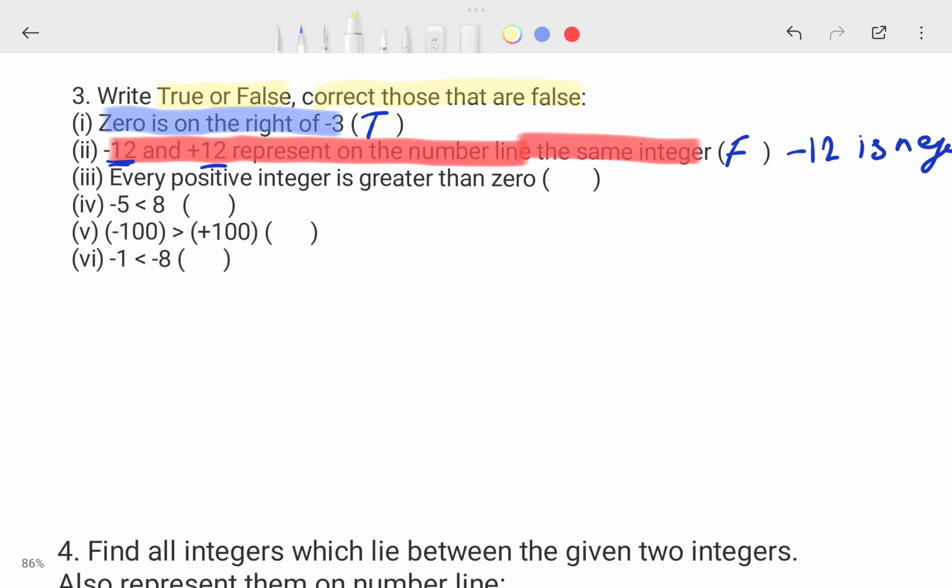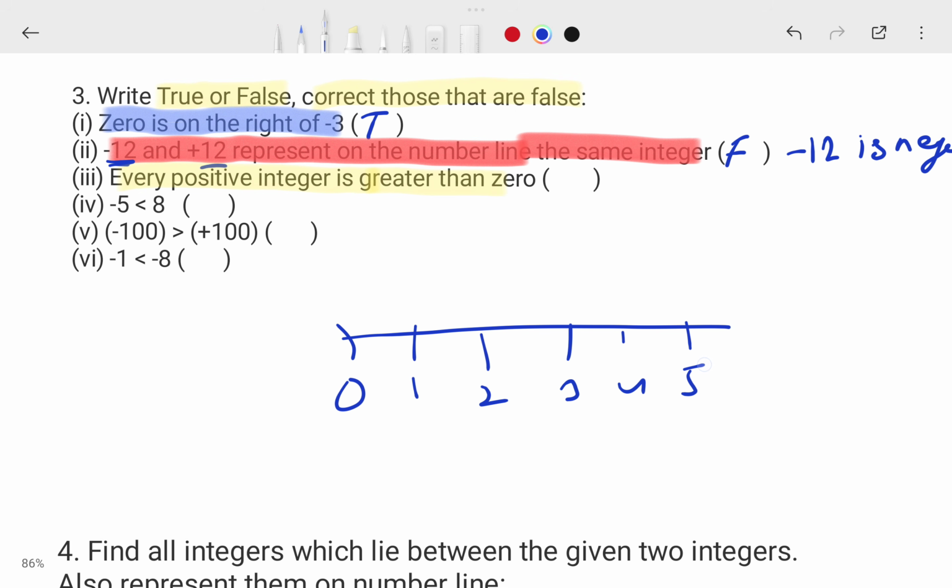The third one says every positive integer is greater than 0. Yes, it is. Why? Because this is 0, so this is 1, this is 2, this is 3, this is 4, this is 5. So every positive integer is greater than 0.